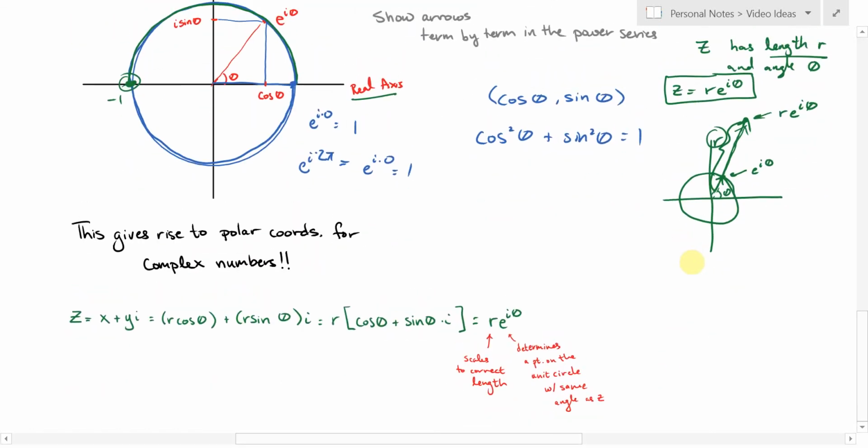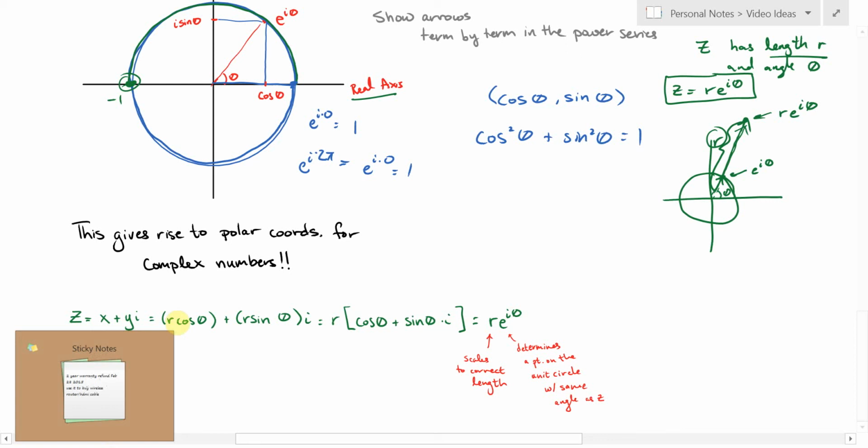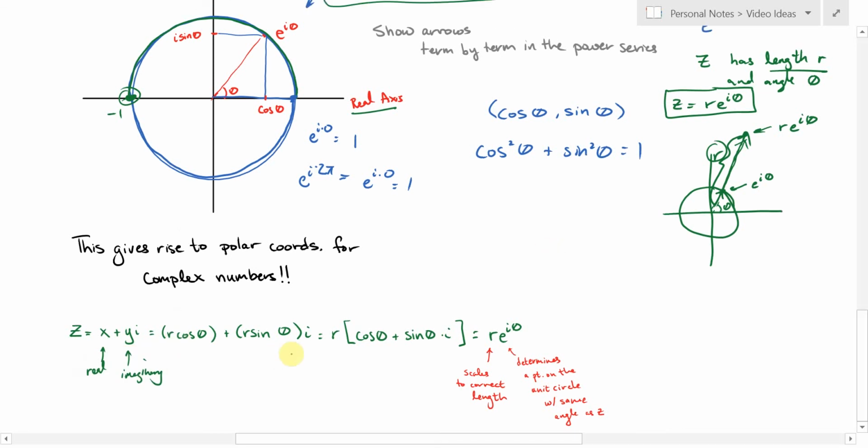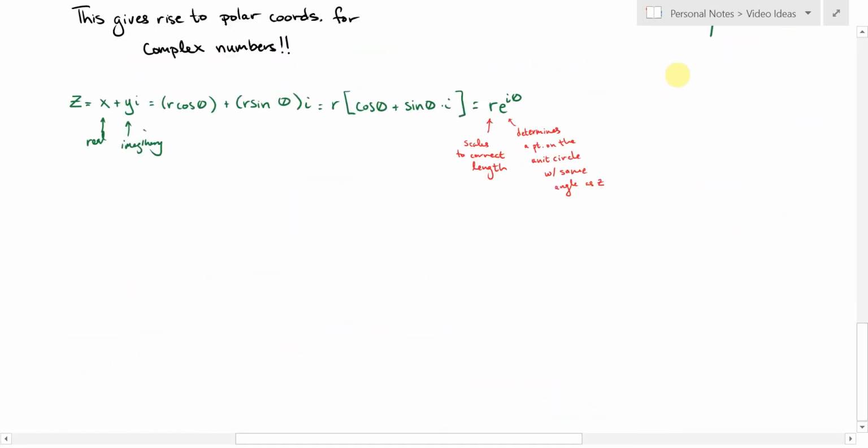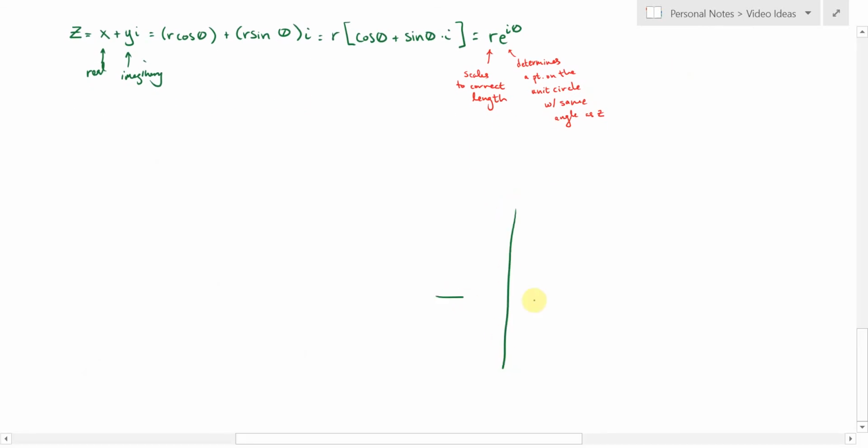Or to see this using Euler's formula more directly, if we think of z as equal to x plus yi, where this is the real part of z and this is the imaginary part of z, right? The x and y coordinates. Well, this is actually equal to r cos theta and r sine theta. So remember the way that we move between Cartesian coordinates and polar coordinates in general. Let's draw it one more time. So there's my x and there's my y. So there's y, there's x, the length here is r, and the angle here is theta.